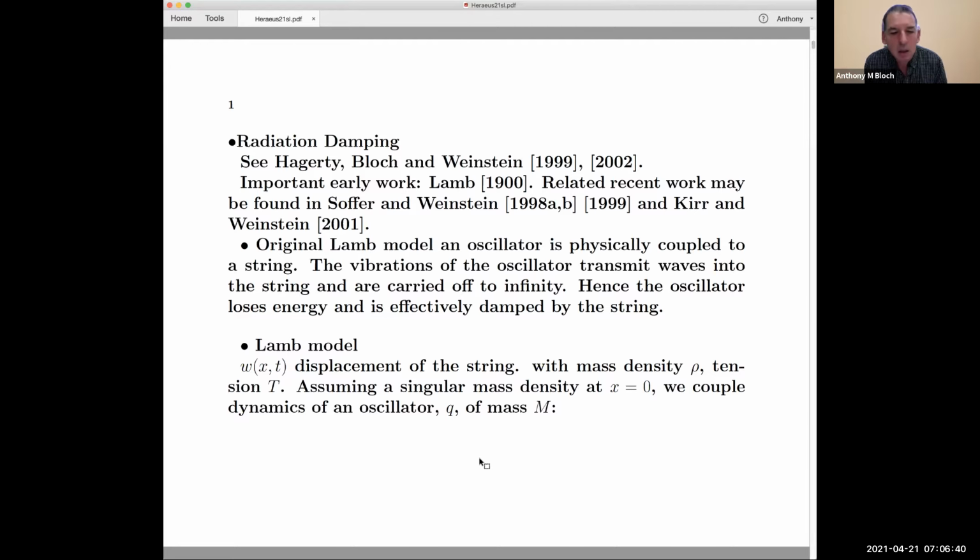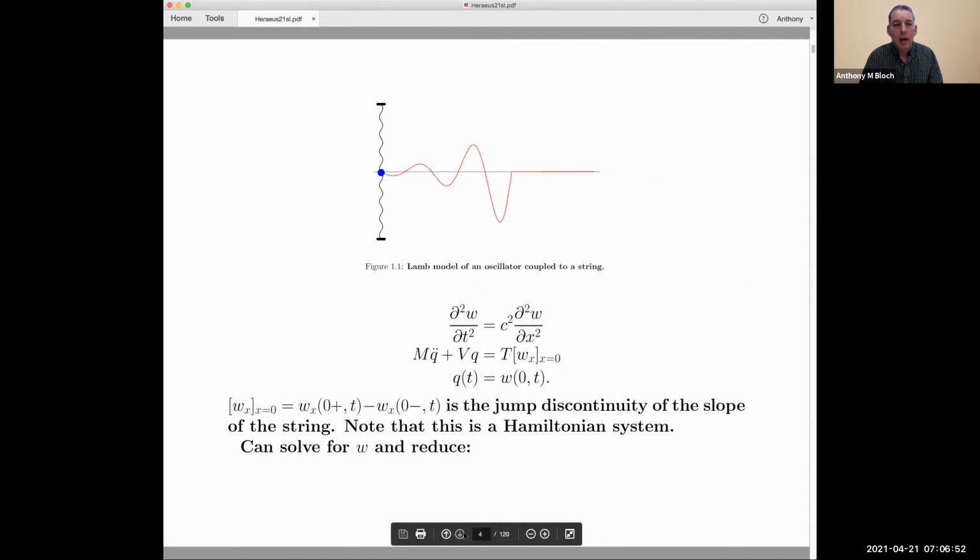So if you model the displacement of the string by W, you have a mass density rho and a tension T. You connect it at the point x equals 0 to an oscillator of mass m. And you have a system that sort of looks like this. So you have this oscillator at one point, there's the string that carries off the oscillations, and you have this wave equation, W_tt equals c squared W_xx, and this is connected at the point 0 to an oscillator through a term with a multiplicative constant t.